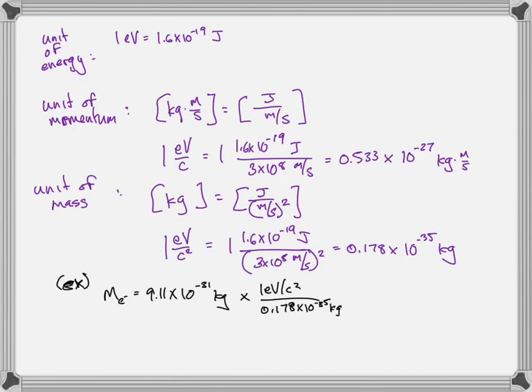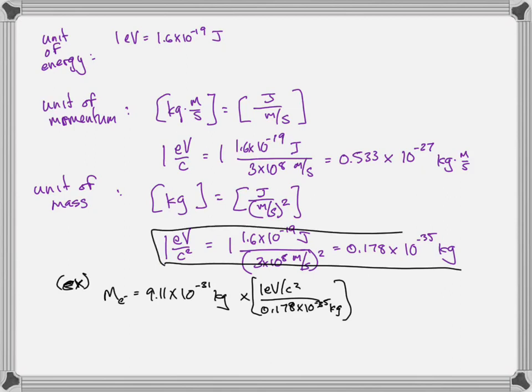Hopefully you know how to do unit conversions now. So this is just your conversion factor given by this conversion here. And so the mass of an electron in eV per c squared, do out the math, and you get 0.511 MeV per c squared. Oh, what's M? Mega, 10 to the 6th. So it's 0.511 times 10 to the 6th electron volts per c squared. So the mass of an electron is 9.11 times 10 to the minus 31 kilograms, or it's 0.511 times 10 to the 6th electron volts per c squared.